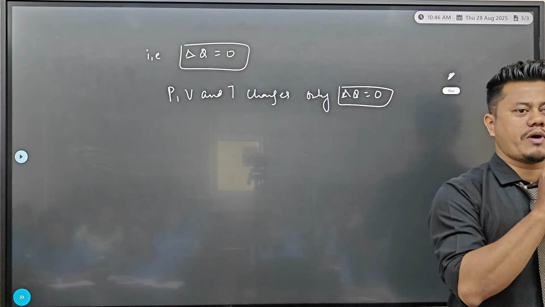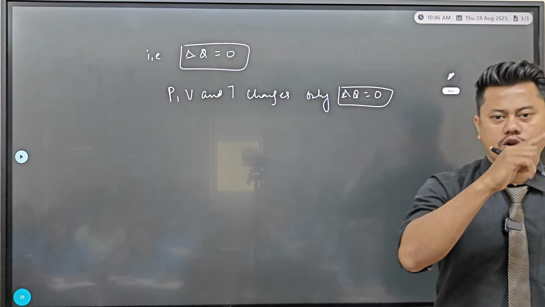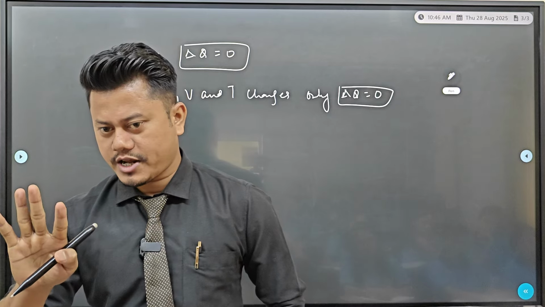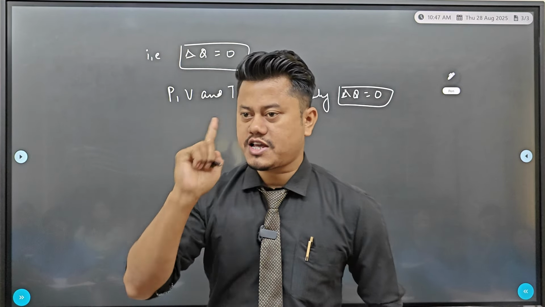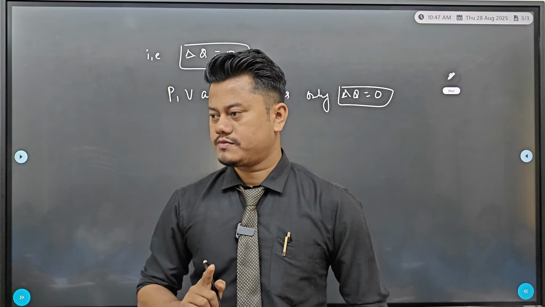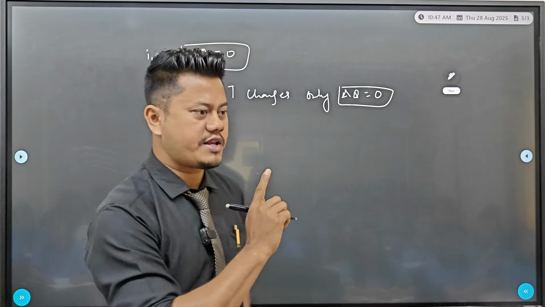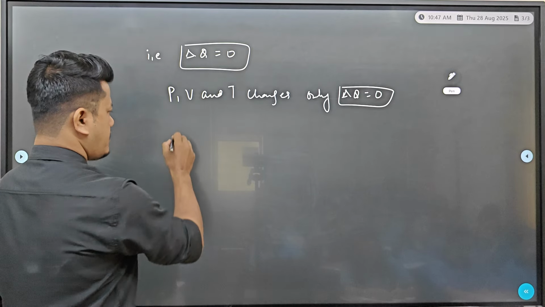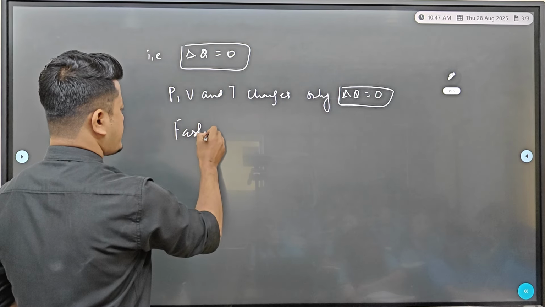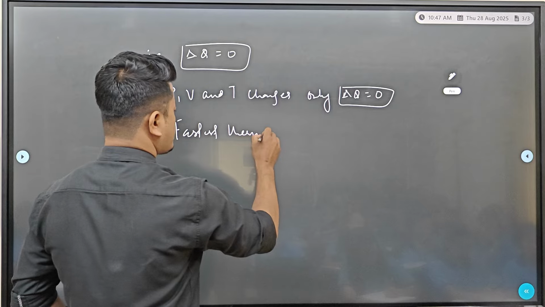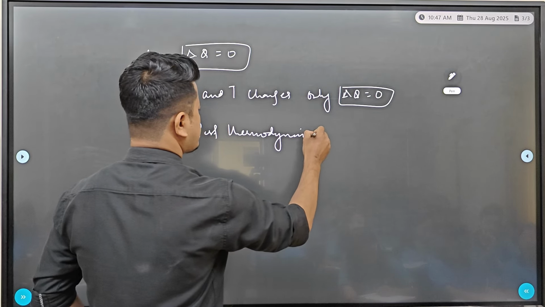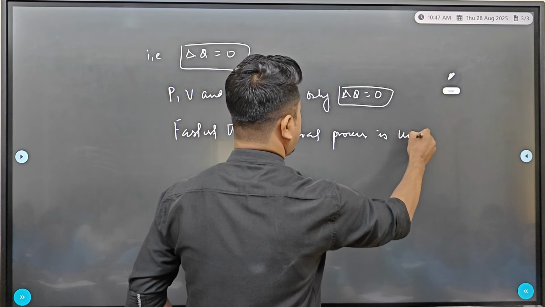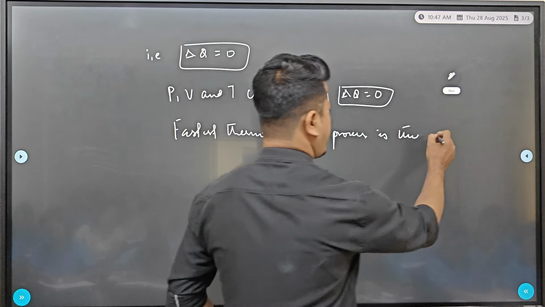And please keep in your mind one thing, out of all the thermodynamical processes, we have got the 4 thermodynamical processes now. The fastest process is the adiabatic. Understood or not? So adiabatic is the fastest process. Fast, I should say. Got it? Or we can write fastest thermodynamical process is the adiabatic process. Got it? Is the adiabatic.